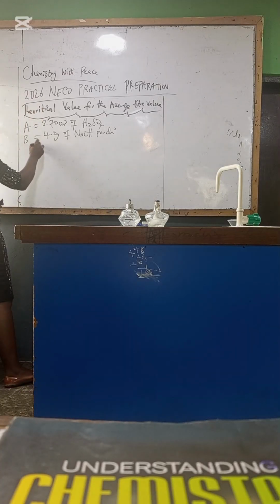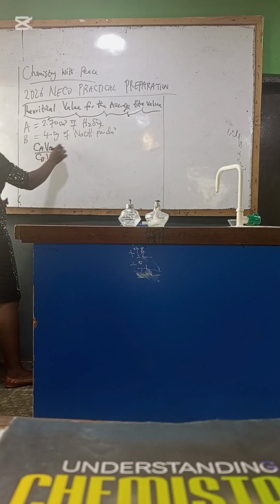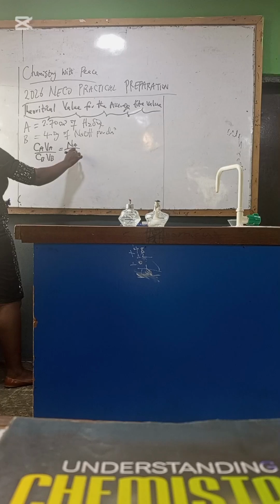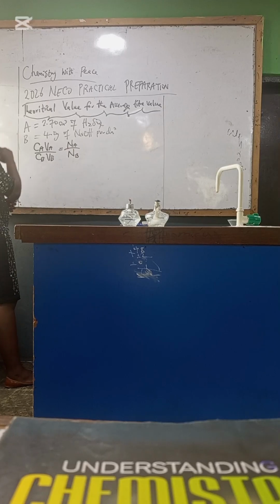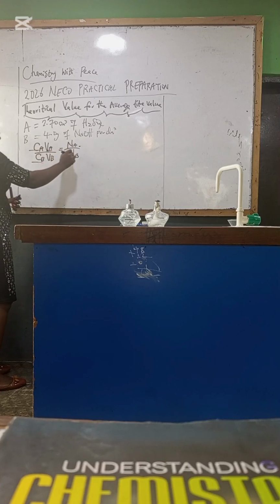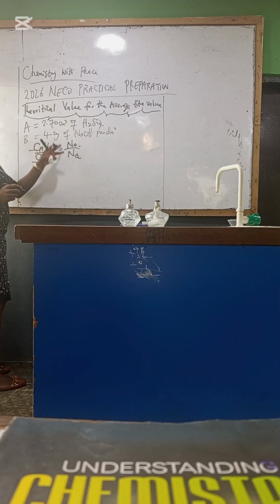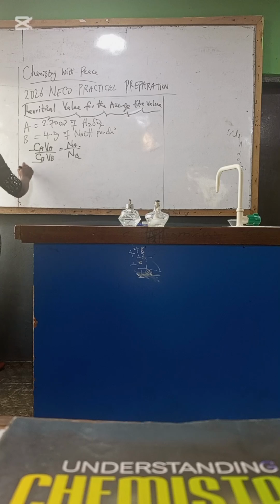We use the formula CAVA over CBVB equals NA over NB. And with this now, we don't know our CA, we don't know our CB, and this is what we are looking for. So first of all, let's get our NA and NB by doing what? By balancing the equation.